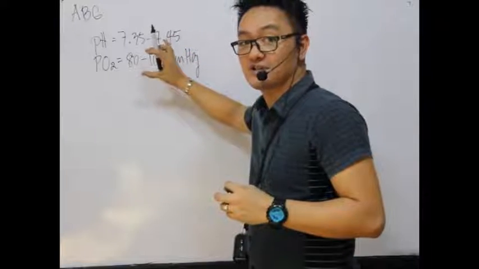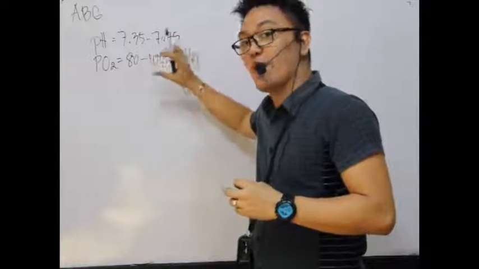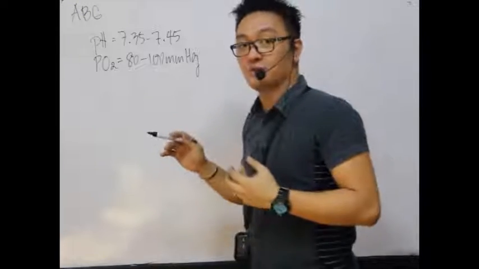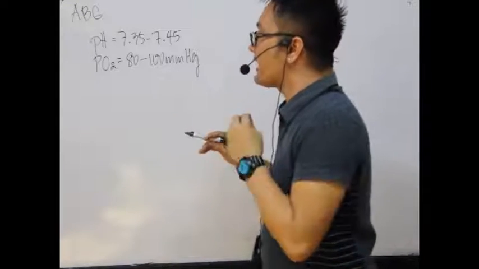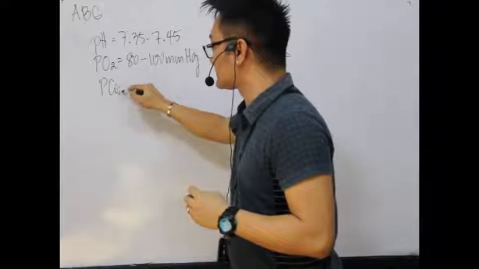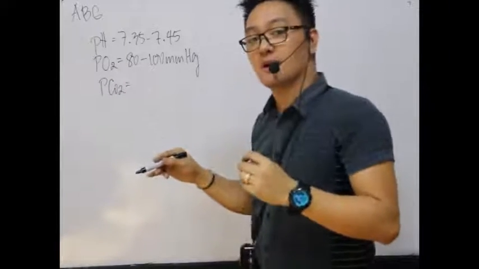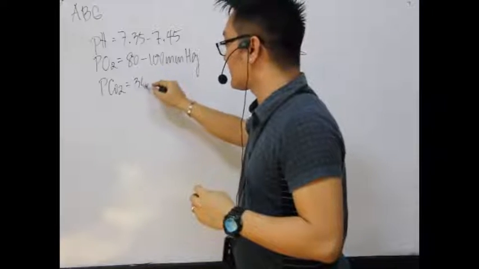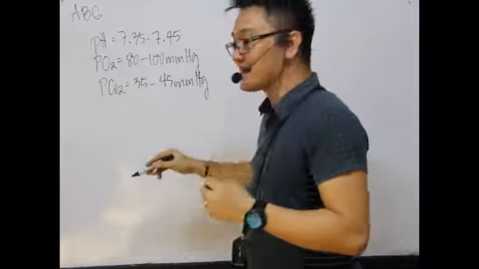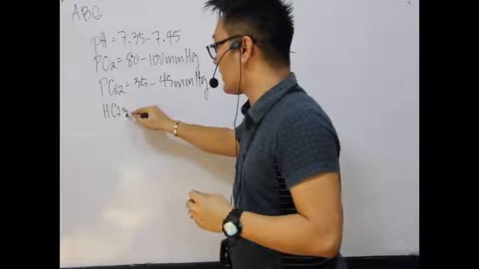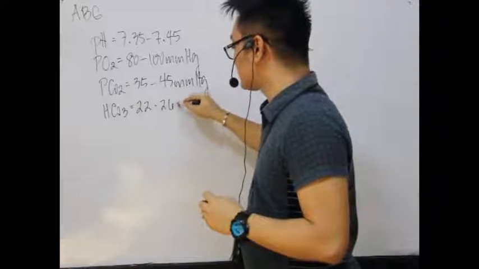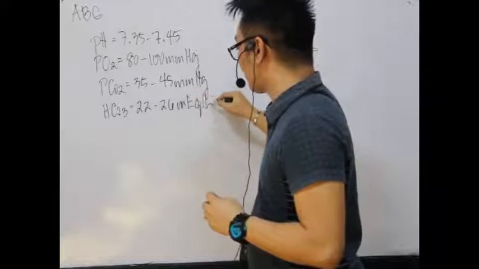Please do not confuse this with your O2 saturation, because your O2 saturation is measured by your pulse oximeter, and that is about 95 to 100%. Another value you need to remember in your ABG is your partial carbon dioxide pressure. The normal partial carbon dioxide pressure ranges from 35 to 45 millimeters mercury. And last, you have your bicarbonate or your HCO3, which is about 22 to 26 milliequivalent per liter.